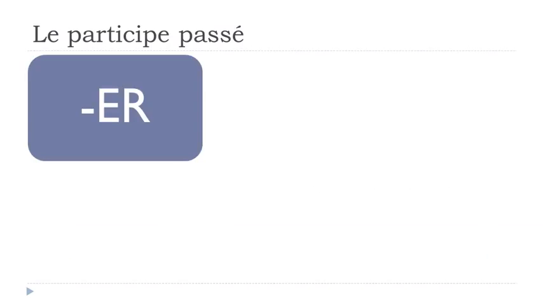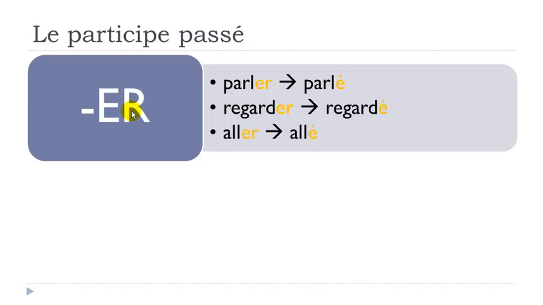For the first group, the group of verbs ending with er, it is quite easy because you only need to take this er away and replace it with accent aigu. So parler, to talk, to speak, will give you parlé. The good thing for the phonetic part is that it is the same: parler, parlé, you pronounce it the same. Regarder, to watch, will give you regardé. And even this aller verb, an irregular verb, will behave like the regular verbs. So aller will give you allé, accent aigu, like that.